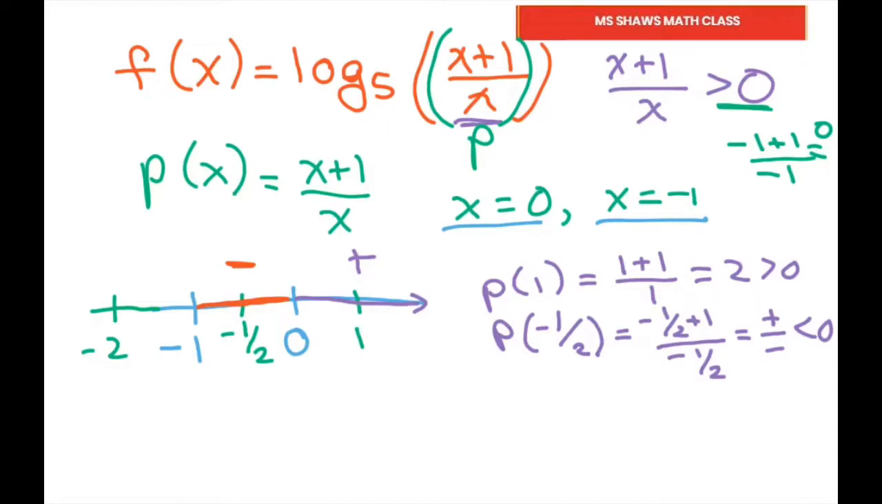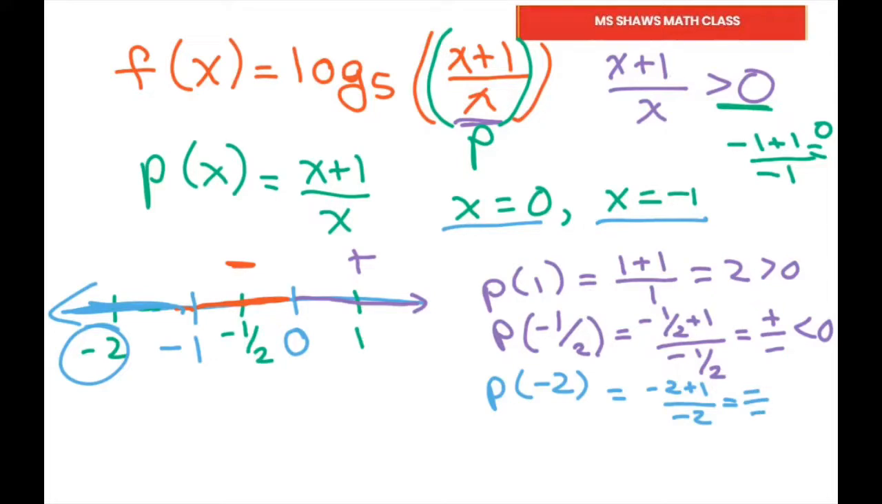And let's test negative 2. If you plug in negative 2, p of negative 2 equals negative 2 plus 1 divided by negative 2. This is going to be a negative divided by a negative, which is positive. So this part's positive.